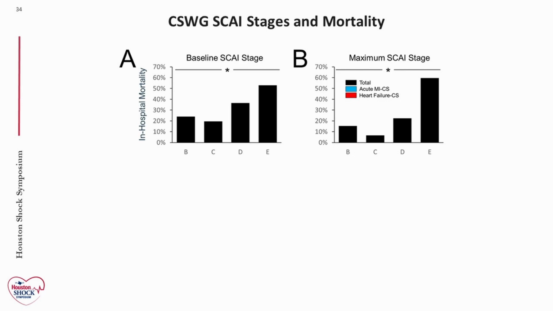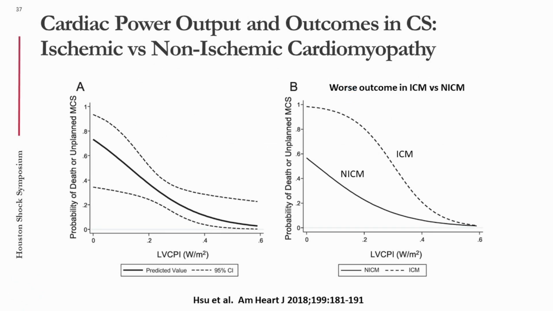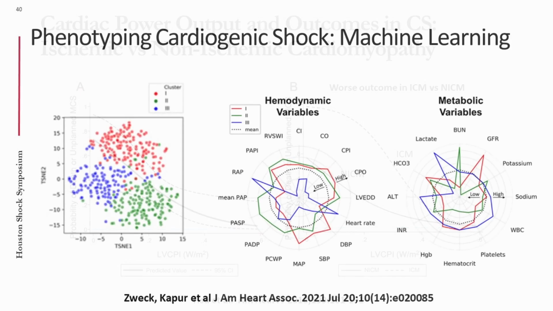This is another way of phenotyping shock, which is by cardiac power output. This was really a takeoff of the work from the SHOCK trial from Judy Hochman, where we saw that the lower the cardiac power output, the higher the mortality. And again, in this study from Hopkins, we see that there's a difference in mortality on the right side between patients with ischemic cardiomyopathy and non-ischemic cardiomyopathy.